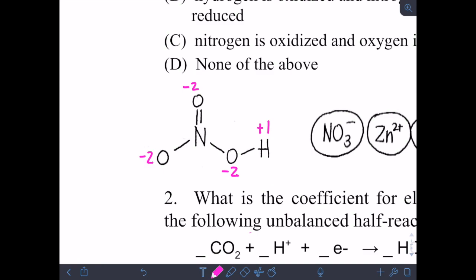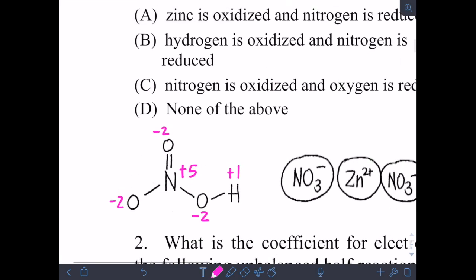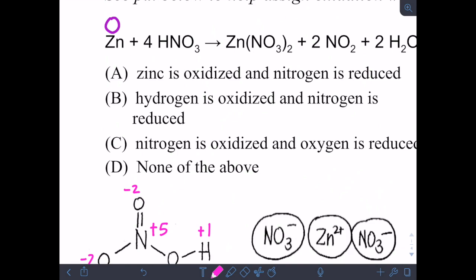So we have -2 plus -2, -2 is -6, +1 is -5, so we need this to be +5, because we need the pluses to equal out the minuses. We have 6 negative charges, now we have 5 plus 1, 6 plus charges. So this would be +1, +5. And our oxygen, each individual atom of oxygen is -2.